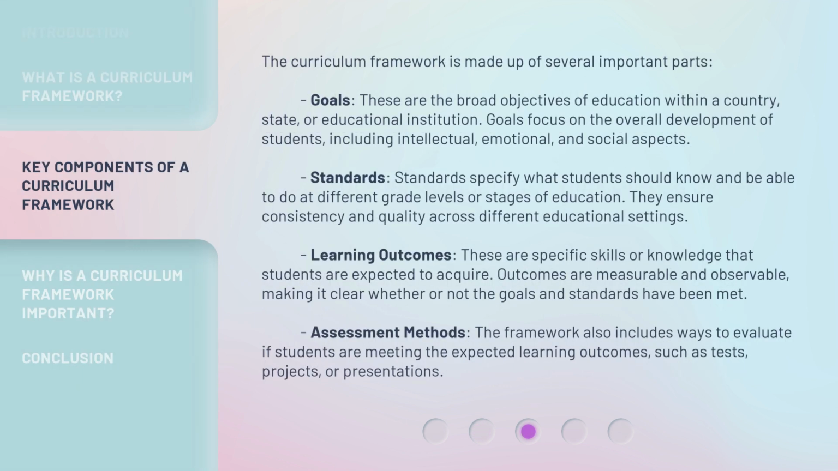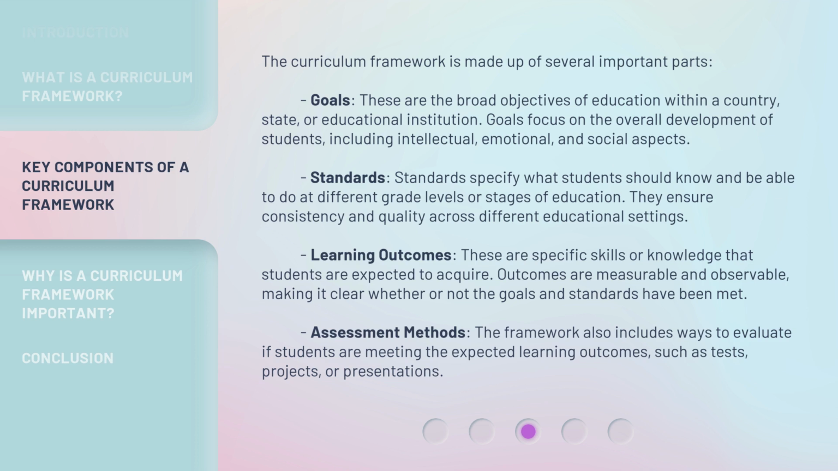The curriculum framework is made up of several important parts. Goals. These are the broad objectives of education within a country, state, or educational institution. Goals focus on the overall development of students, including intellectual, emotional, and social aspects. Standards. Standards specify what students should know and be able to do at different grade levels or stages of education. They ensure consistency and quality across different educational settings.